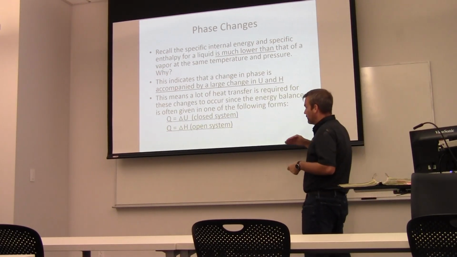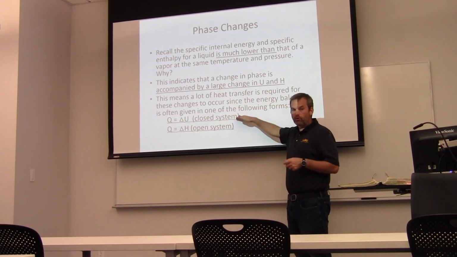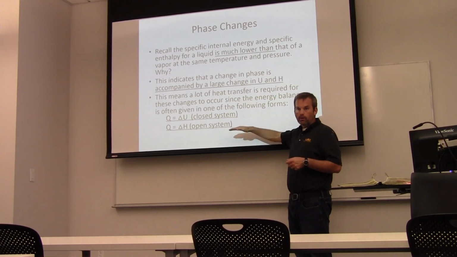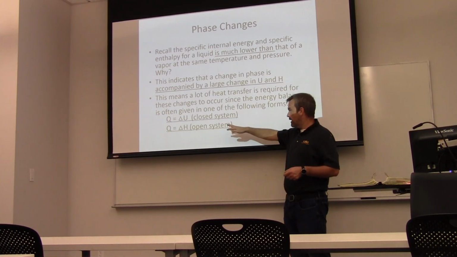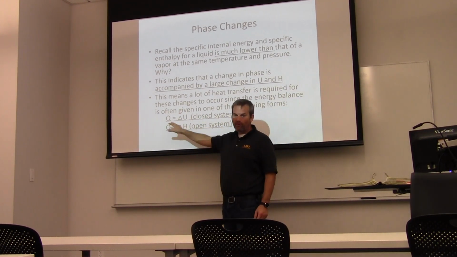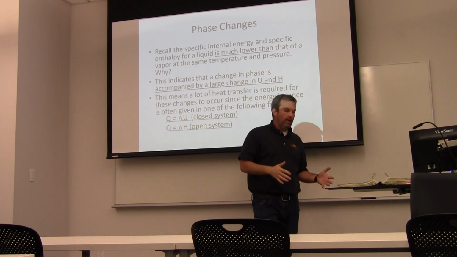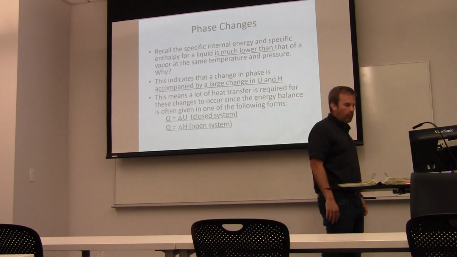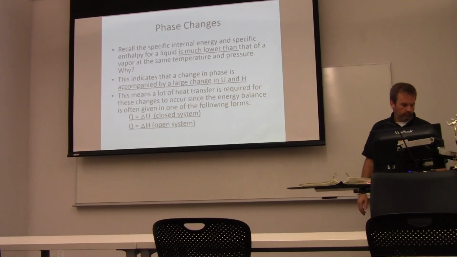And again, for energy balance for a closed system, for us, it's typically going to be Q is equal to delta U. Q is equal to delta H for an open system. So how is this delta U and delta H affected when we have a phase change? And that's what we're going to look at in this portion of the chapter.